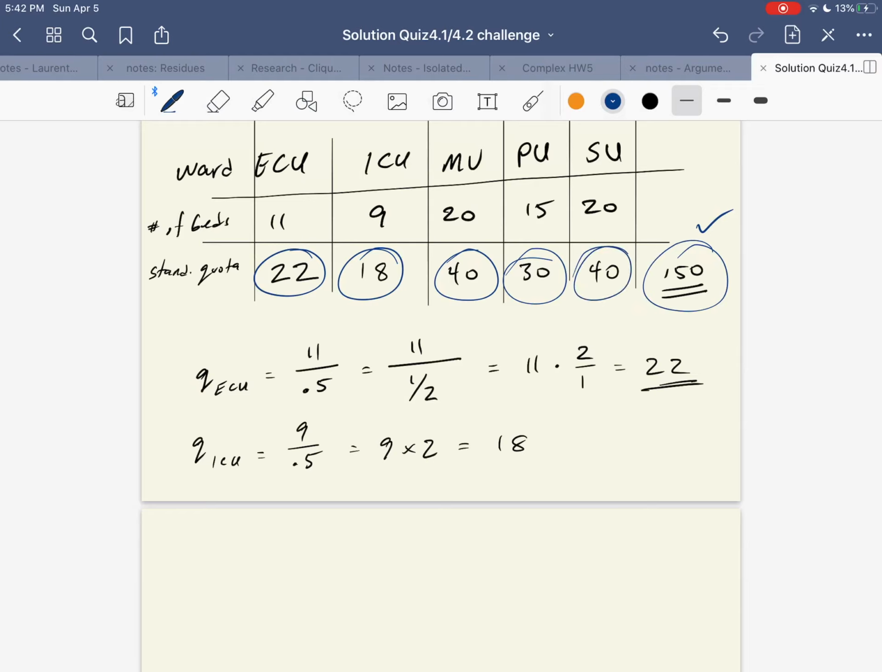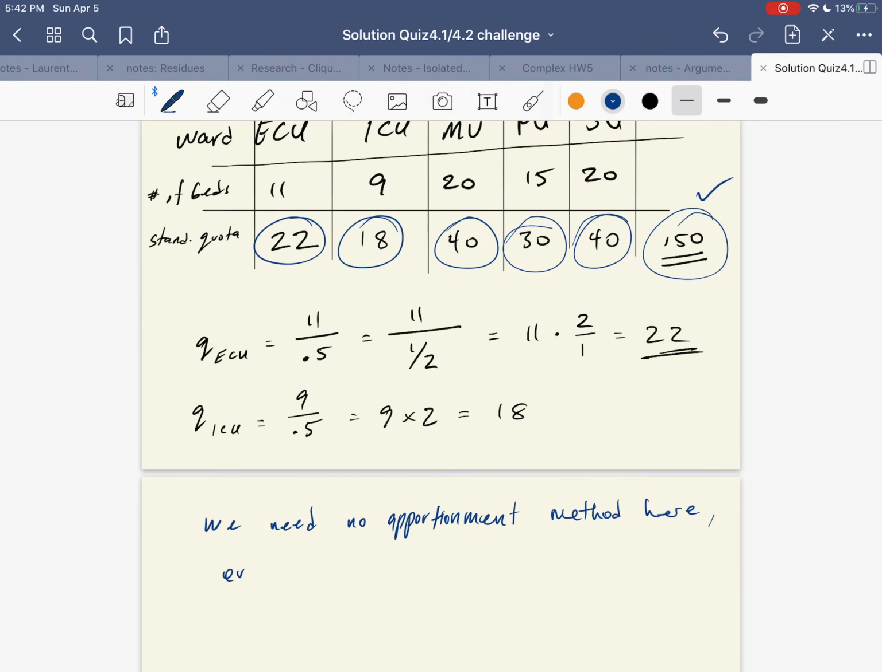And so that's good. We don't even need an apportionment method. We need no apportionment method here, because everything adds up nicely. Okay, so that's that.